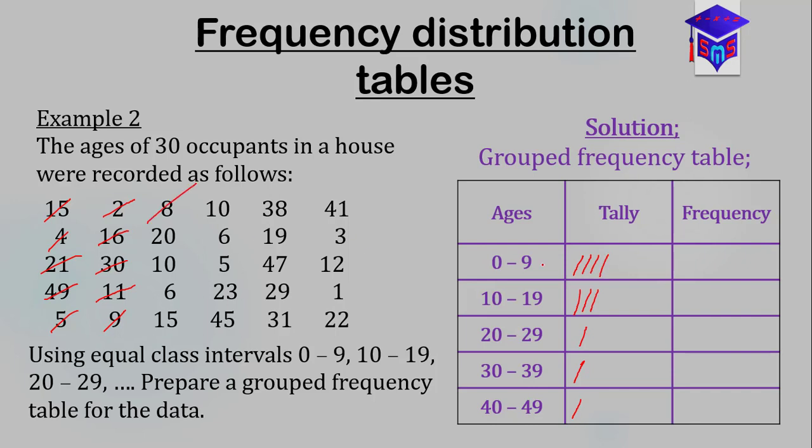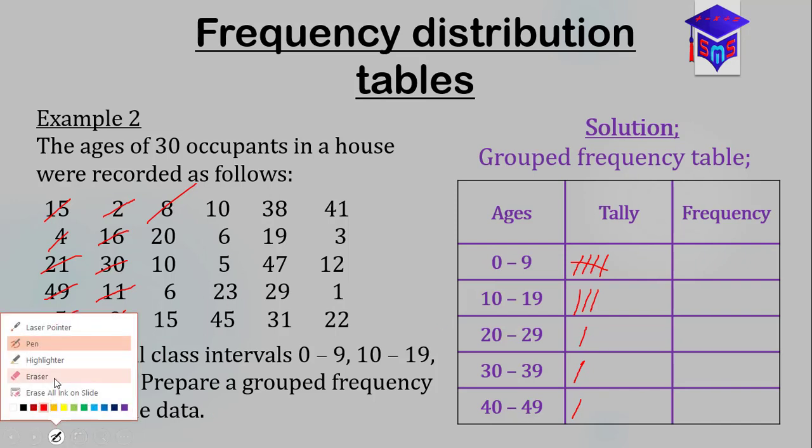8 will fall in 0 to 9, and I come and tally by crossing it, because it's the fifth one. You can be doing it one after the other like this up to the end, and you're going to get the correct frequencies. But imagine someone doing it like we did in the first example. Let's look at that one too and see which one is faster.